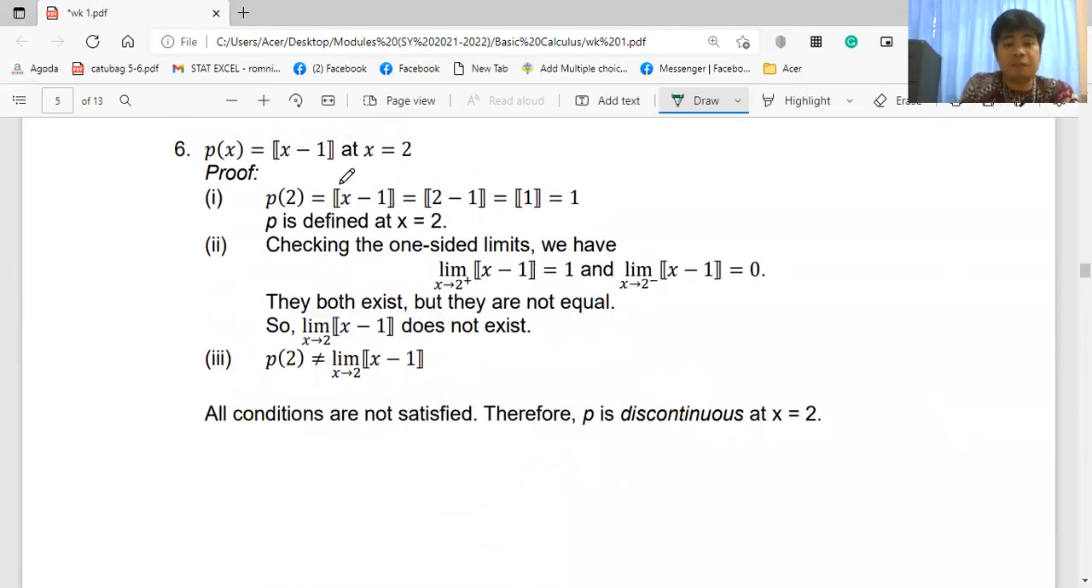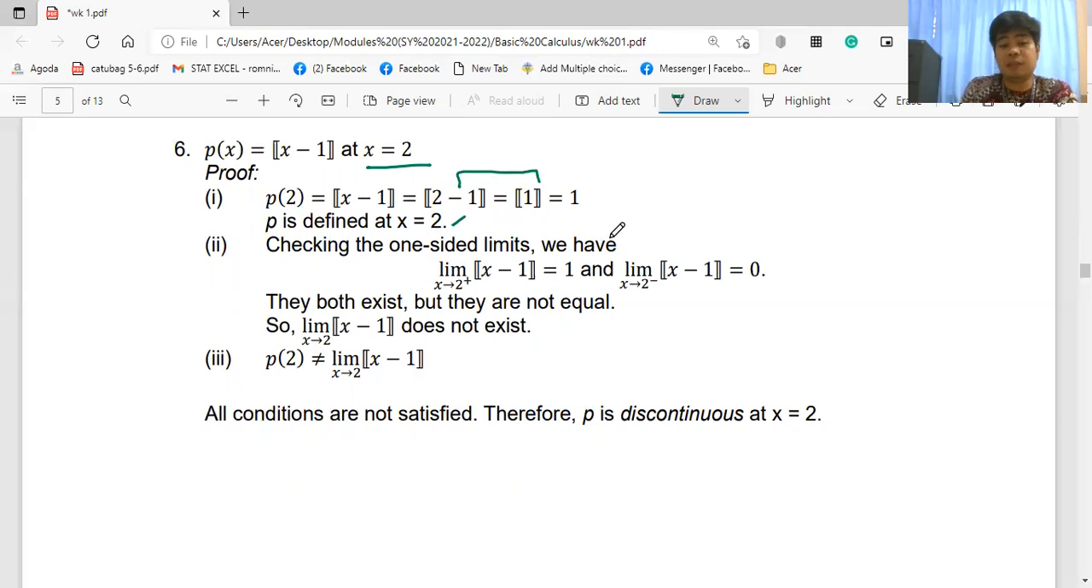In number 6, this is the greatest integer function at x equal to 2. P of 2, as the process tells you, 2 minus 1 gives you 1, and the greatest integer of 1 is itself, because 1 is an integer already. Meaning to say P is defined at x equal to 2.